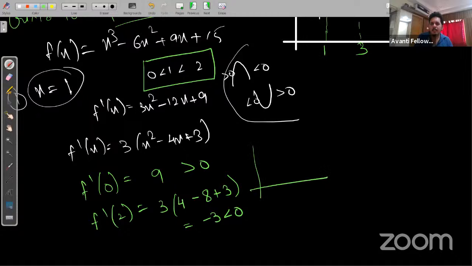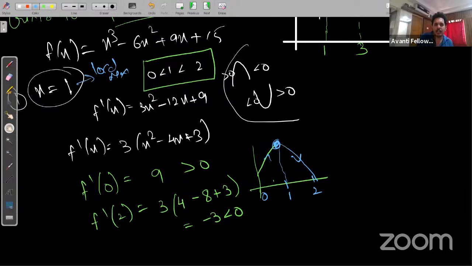Guys, now can anyone help me? At point 0, my f dash of x is greater than 0, so it is increasing. And at point 2, my f dash of x is less than 0, means it is decreasing. So at x equal to 1, what can I predict? Is it a maximum value or minimum value? At x equal to 1, am I getting a local maximum or minimum? So x equal to 1 gives you a local maxima.